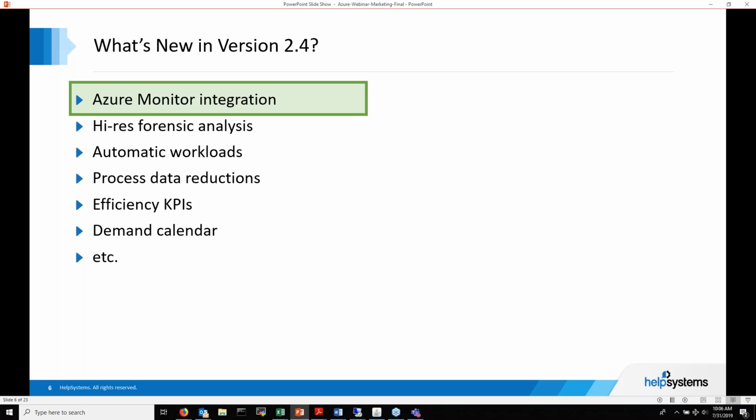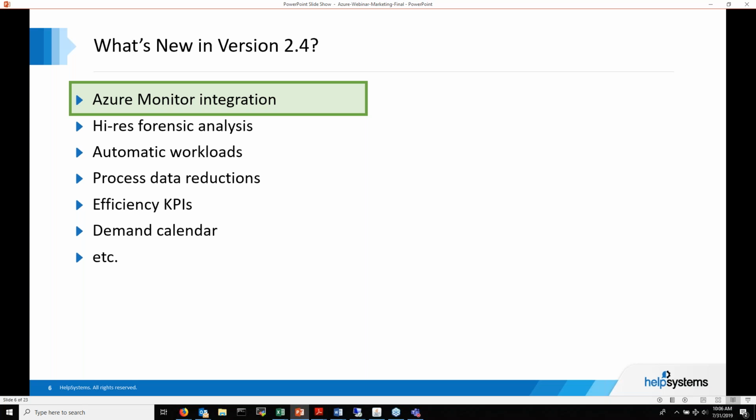We've got process reductions, which has affinity with the workload characterization as well, where we want to reduce the volume of data, but at the same time preserve all the details necessary to do root cause analysis and to do planning activity and other types of analysis. The efficiency KPI I mentioned is also new in 2.4.